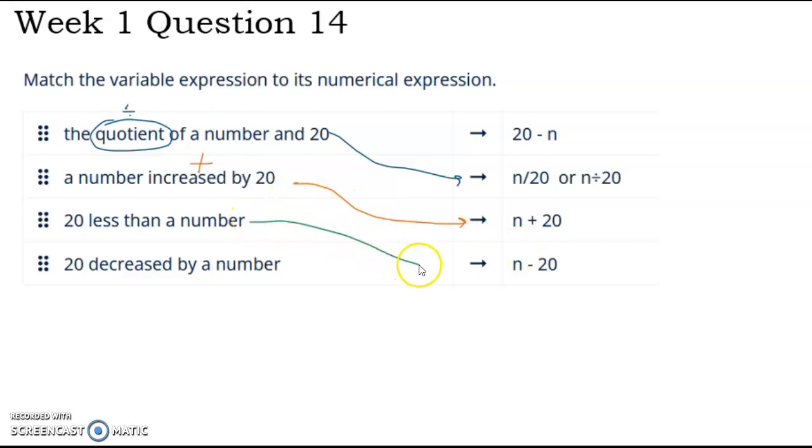So this would line up a lot better because this is 20 less than a number, versus this one, where the number 20 is being decreased by a number. So we're starting with 20 like we are here, and you are decreasing it by a number.